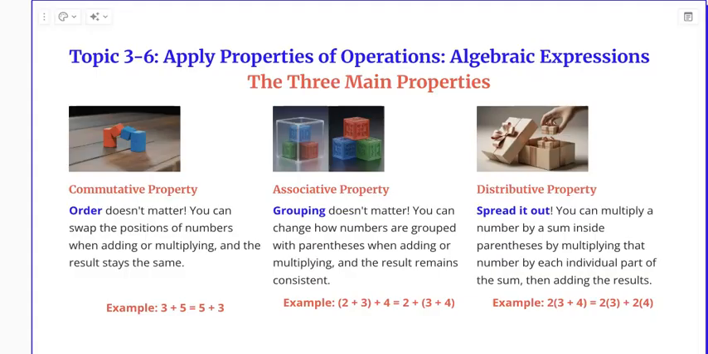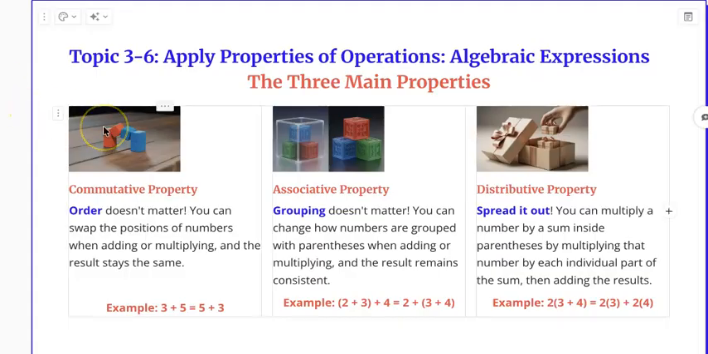So you've learned before that a numerical expression simply is a number sentence, strictly numbers and operations. An algebraic expression is a number sentence that has variables in it. You should remember that from the last lesson.